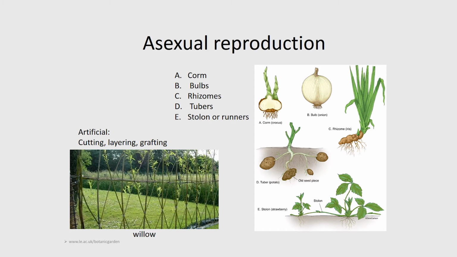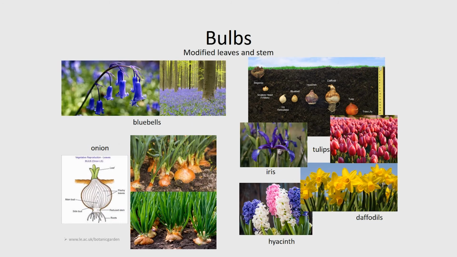There are also artificial methods that people have used to grow new plants. For example, the willow fence pictured has not been grown from seeds. Branches are being cut from an adult willow tree, then these branches are being planted in the ground. These then are able to form roots and new shoots from the branches and start growing.